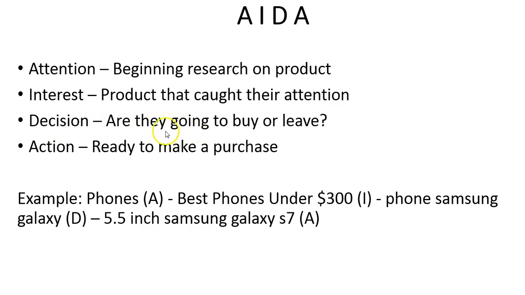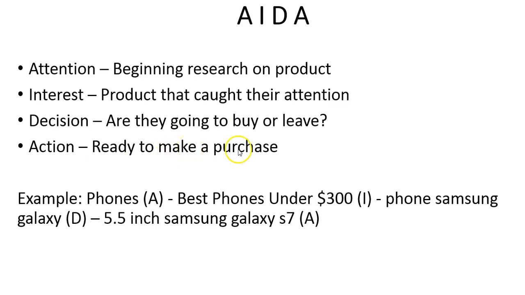Then decision: are they going to buy or are they going to leave? Now they've researched the product, and one has caught their attention. They're thinking about buying, such as a phone, which they started the research on. They know they want a phone that's under $300, and now they see a Samsung Galaxy. They still have some decision making to do, and action is when they're ready to make a purchase.